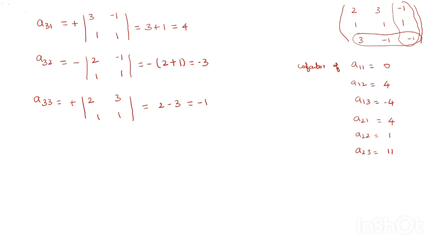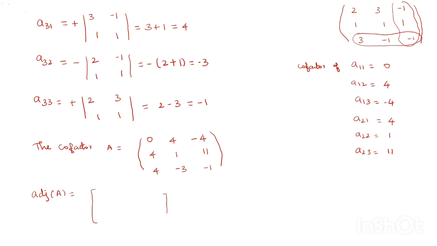So from these cofactors, you arrange all the values. So therefore, the cofactor of A equal to, you write row wise. The first row, A11 is 0, A12 is 4, A13 is negative 4, A21 is 4, A22 is 1, A23 is 11, A31 is 4, A32 is negative 3, A33 is negative 1. But we need the adjoint of A. The adjoint of A is the transpose of the cofactor of A. So we take the transpose of the given cofactor matrix: 0, 4, negative 4, 4, 1, 11, 4, negative 3, negative 1.